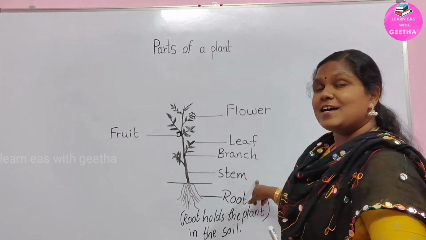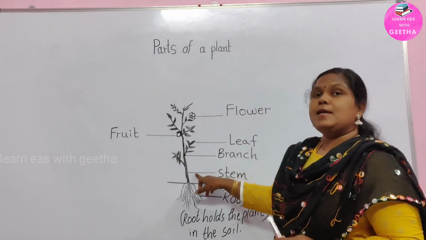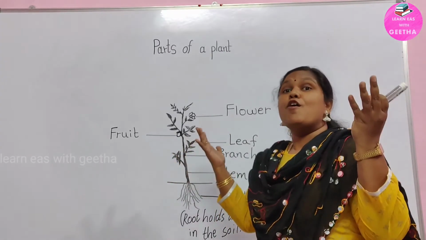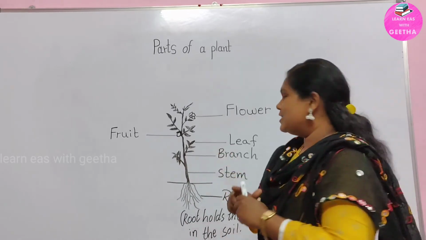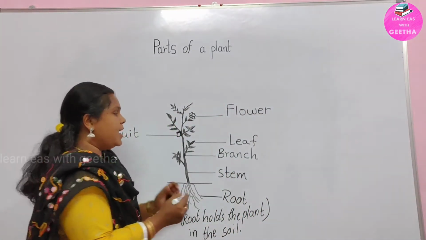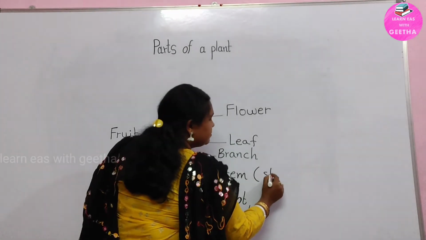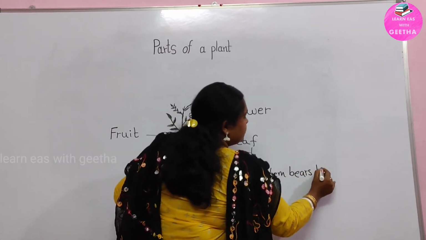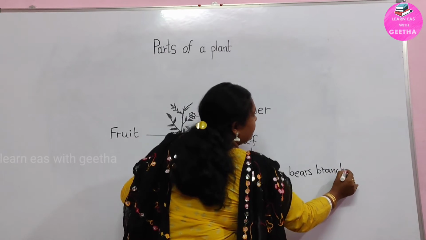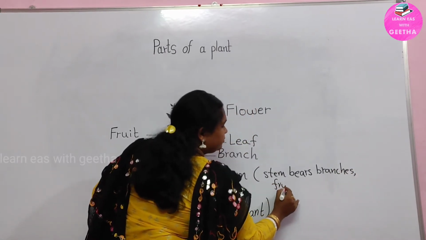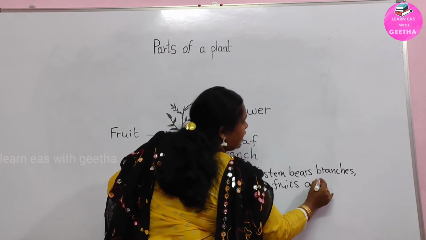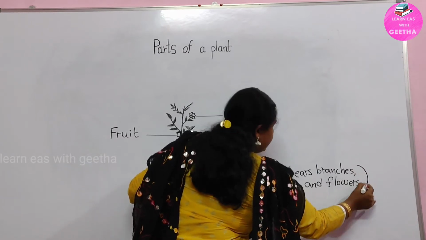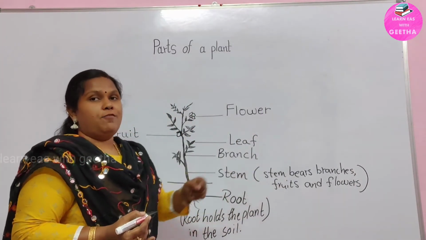Next, what do we have here? Stem. What does the stem bear? Branches, leaves, fruits and flowers. The stem bears branches, leaves, fruits and flowers.